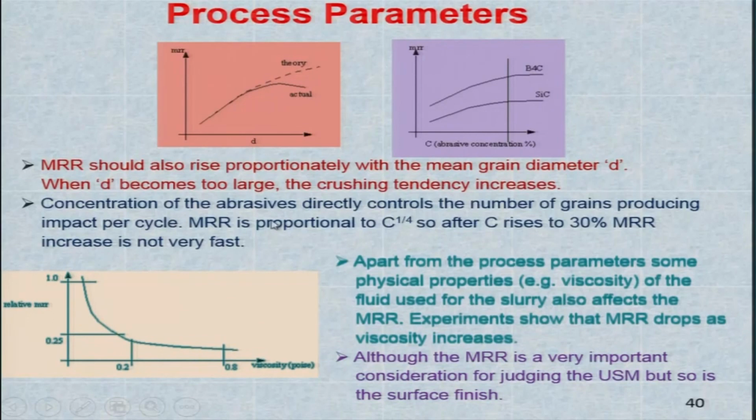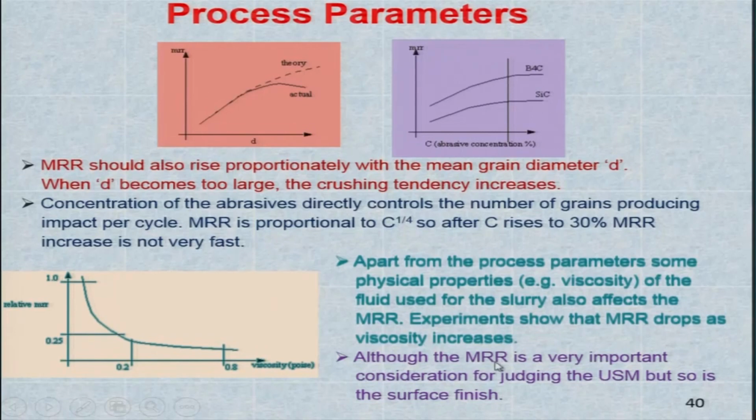Now, apart from the process parameters, some physical properties, for example the viscosity, also matter. The curve shown here shows what happens to the relative material removal rate as the viscosity increases. The viscosity of the fluid used for the slurry also affects the MRR. Experiments show that material removal rate drops as the viscosity increases. As the viscosity is increasing, the fluidity will be less, therefore material removal rate will be less.